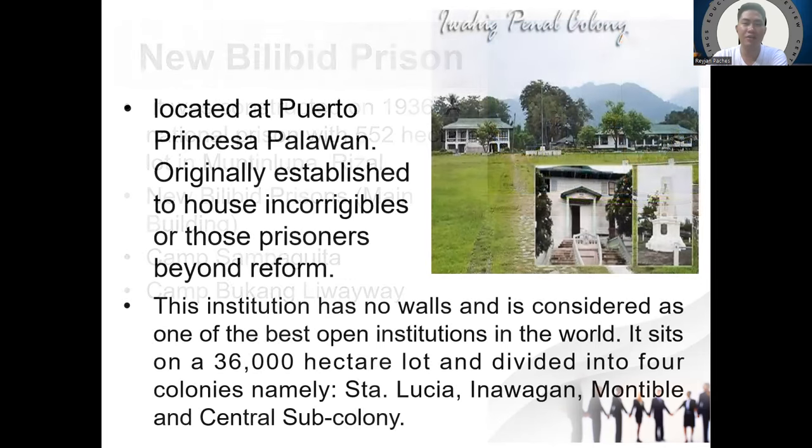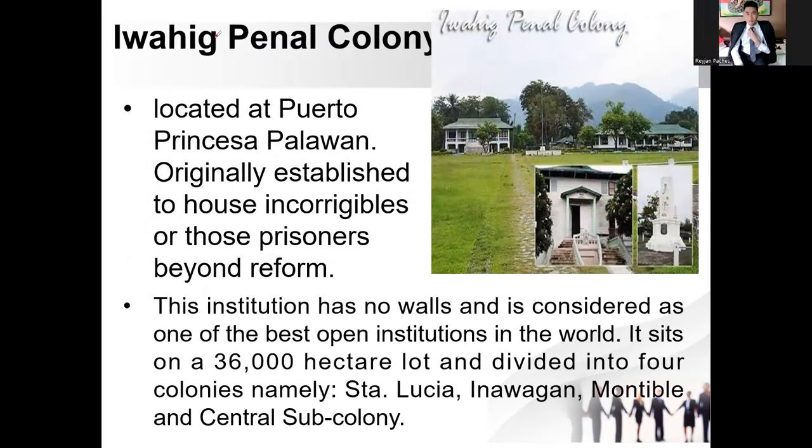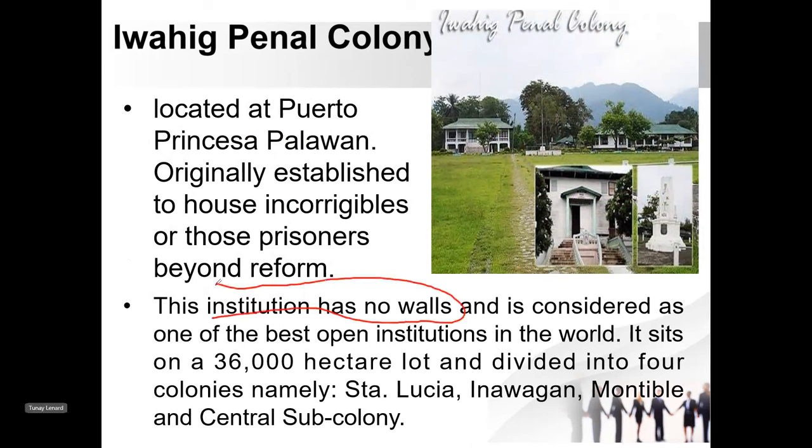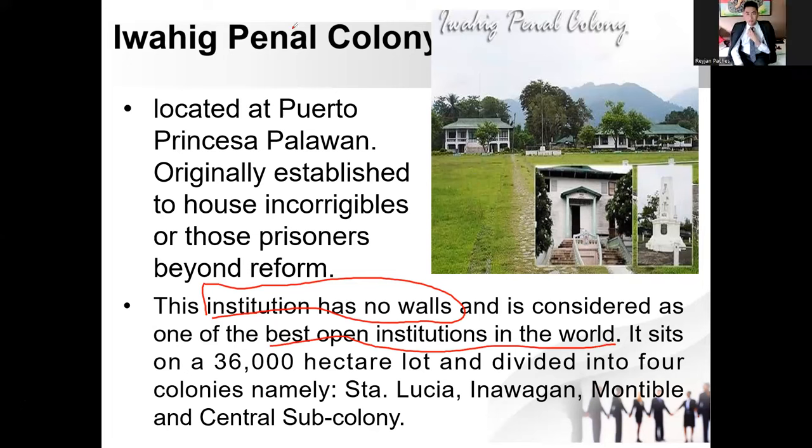Okay, so we have, of course, what we call the Iwahig Penal Colony. Ang Iwahig Penal Colony and Farm class is located in Puerto Princesa, Palawan, originally established to house incorrigibles or those prisoners beyond reform, yung talagang wala na pag-asa or medyo delikado na mga prisoners. But of course, the institution has no walls. Tandaan niyo class, ang prison without walls, tinatawag natin yan ngayon na Iwahig Penal Colony and Farm. And it's considered as the best open institution in the world. Paborito nila to sa board exam.